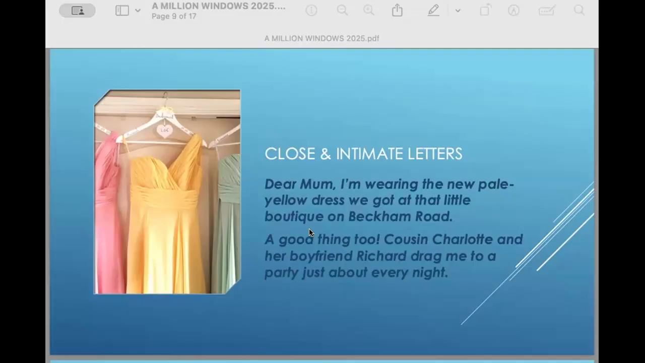So for example, "Dear Mum, I'm wearing the new pale yellow dress we got at that little boutique on Beckham Road. A good thing too. Cousin Charlotte and her boyfriend Richard dragged me to a party just about every night."